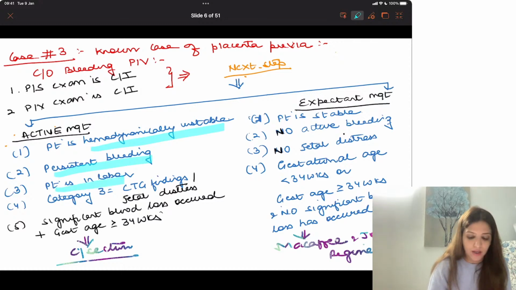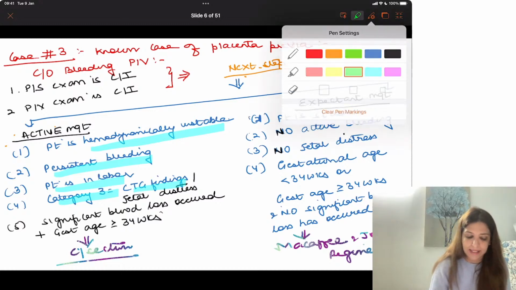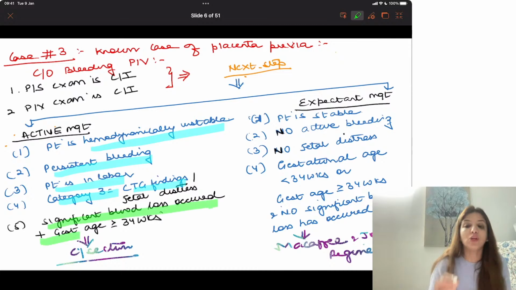And I'm going to do active management when the patient is hemodynamically unstable, when there is persistent bleeding, if the patient is in labor, or if I'm getting category 3 CTG findings. And this is something which I want all of you to highlight and remember: this is a new indication which has come in Williams. If significant blood loss has happened and gestational age is more than or equal to 34 weeks, then I'm going to take up my patient immediately for cesarean section.